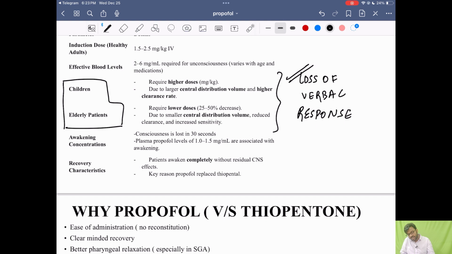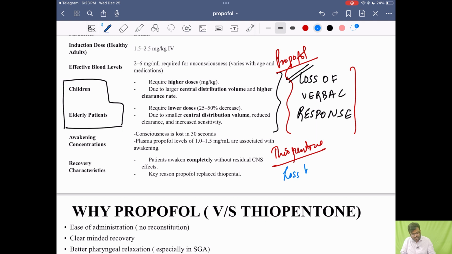Okay, but is it the same for all the drugs? No, this is seen with propofol. But when the situation is with thiopentone, there is loss of eyelash reflex. With propofol, you give the patient an induction dose and ask him to count from 10 in reverse or whatever way. You ask him to speak about his home and everything, and as soon as the verbal response is gone, you know the propofol has done its work.